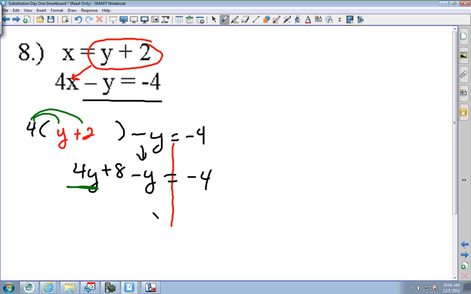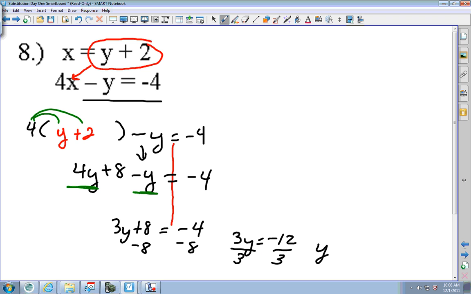Now put your y's together. I get, let me see here, I'm going to erase that stray mark. 4 minus 1 is 3y plus 8 equals negative 4. Now solve this. Subtract 8. 3y equals negative 12. Divide by 3. Y equals negative 4. So my solution, negative 4 is the y number. I need to find the x.